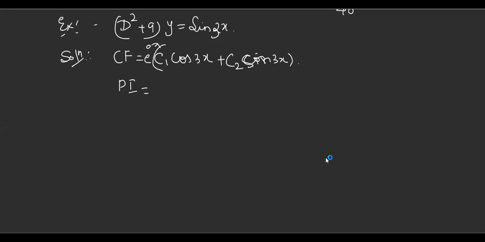Okay, for this homework sum, the CF is C1 cos 3x plus C2 sin 3x, because the roots we obtained are plus or minus 3i. Now PI is nothing but 1 upon D square plus 9 operating on sin 3x. Am I right? Now just check, you have a D square term here.